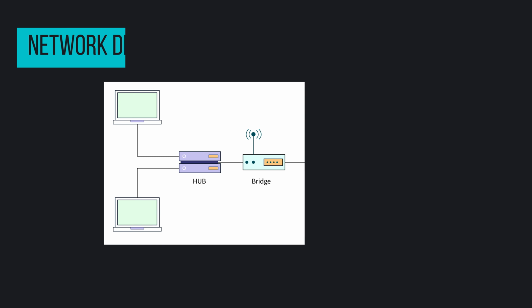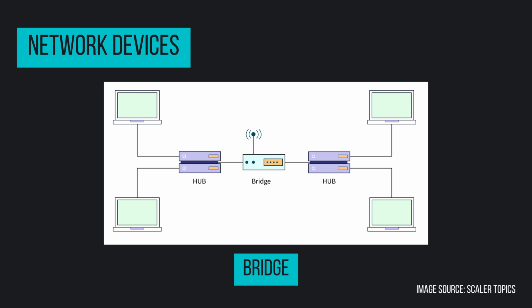Bridges serve a more specific function. They connect two LAN segments that use the same protocol. Think of them as translators that help different parts of the same network communicate effectively. Modern multiport bridges are often just called layer 2 switches.